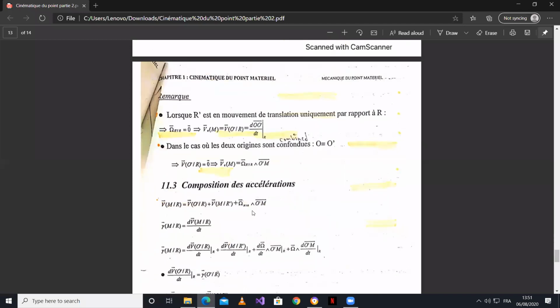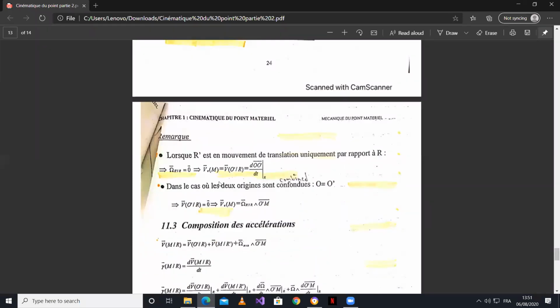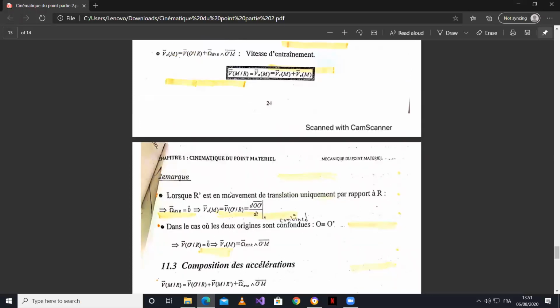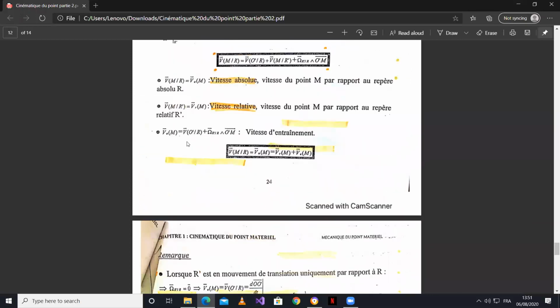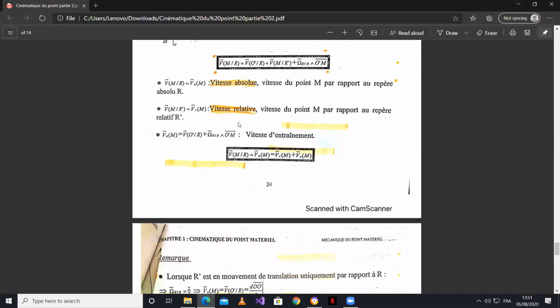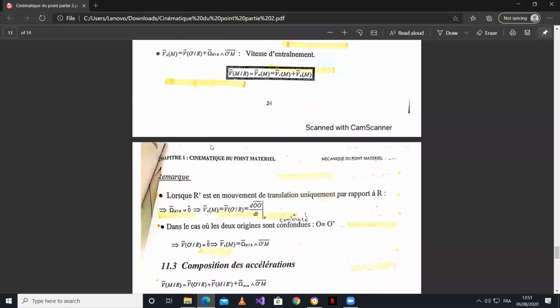Then we have quelques special cases. Lorsque R' est en mouvement de translation uniquement par rapport à R. So they're telling us it's only being translated, it's not rotating. So if it's not rotating, it means that term that had the angular vitesse is going to be equal to 0. That's why we have this here. The angular vitesse omega is equal to 0. That means in the vitesse d'entraînement, which was equal to this, we won't have the rotation. The repère won't be rotating. It will only be translating. So the vitesse d'entraînement will just be equal to this term here that gives us the translation. I beg your pardon.